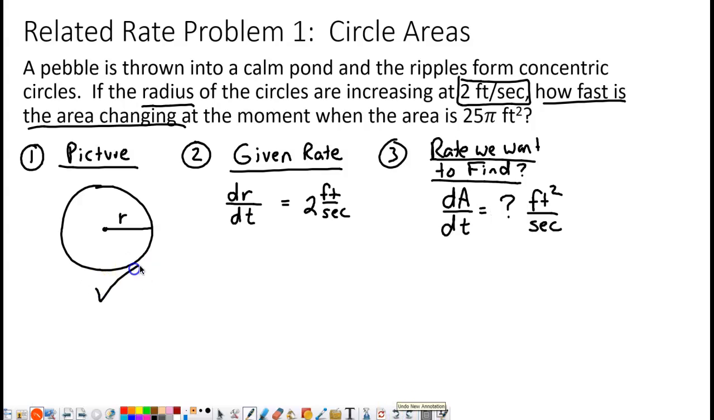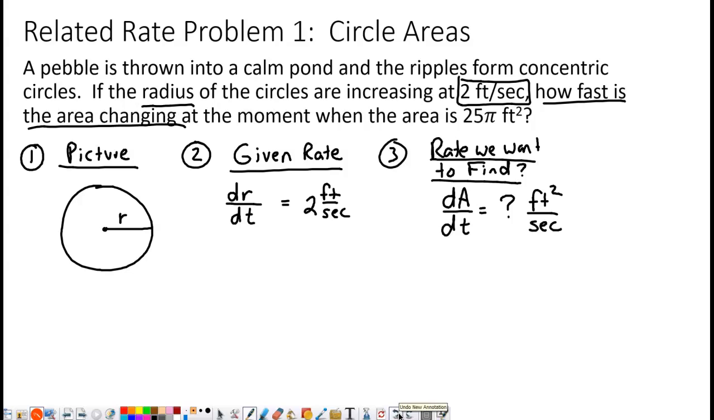Step 1, draw a picture, put a letter for anything that's changing. Step 2, identify the rate that they give you and label it appropriately. And step 3, identify the rate you're trying to find, and you might want to include the units as you do that step. All right?